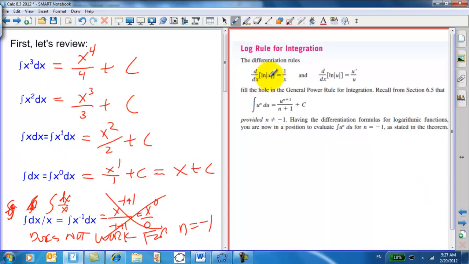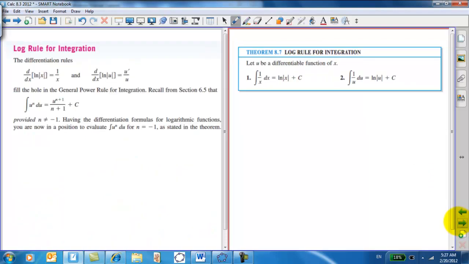Because the derivative of the natural log is 1 over x, we can find the antiderivative using the natural log. Notice that this is the power rule we were trying, and it doesn't work if n equals negative 1. So here you go. The integral of 1 over x dx equals the natural log of the absolute value of x plus c. And the same thing if we do a general function u. Notice the absolute value on there. You've got to do that because if x is negative, you're going to take the natural log of a negative number, and that's not real.